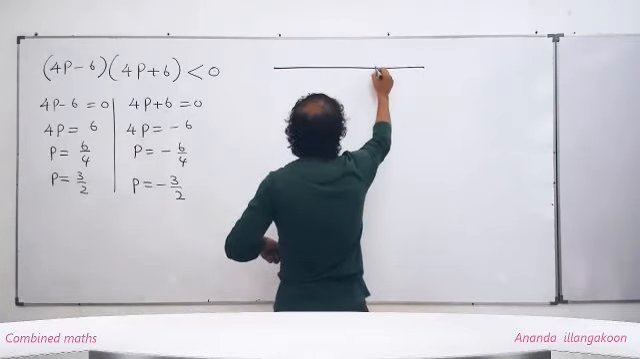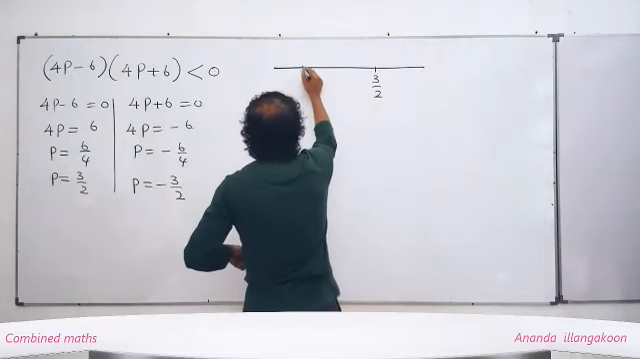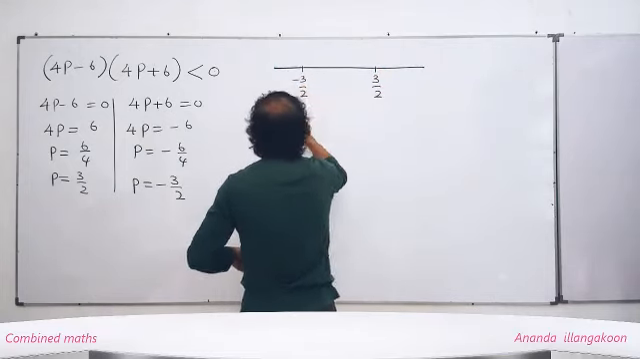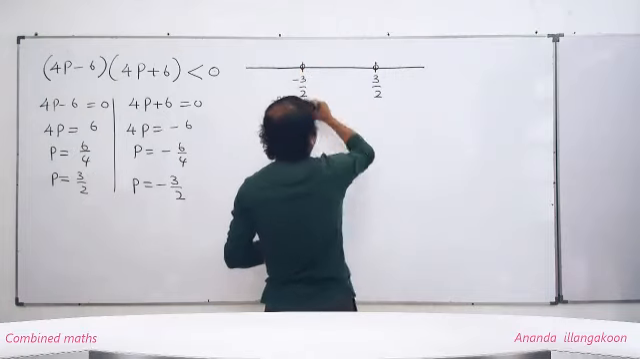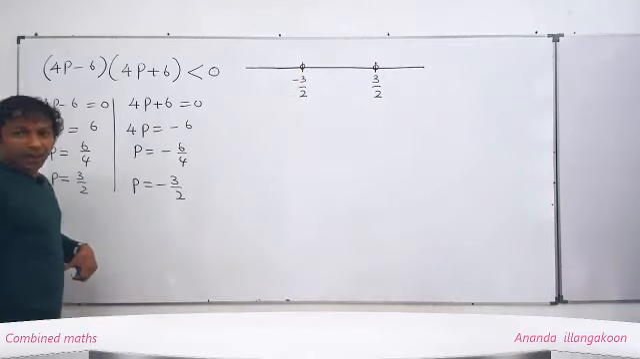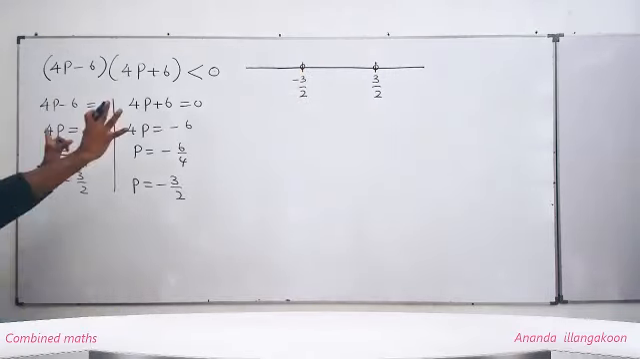First value is 3 by 2, somewhere here, and minus 3 by 2. People, we don't have an equal sign, so we exclude both. Circle, but don't color. Now there are 3 regions on the number line. We'll take any region and any number from that region to substitute for p.